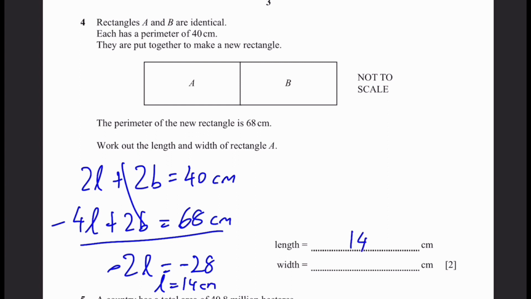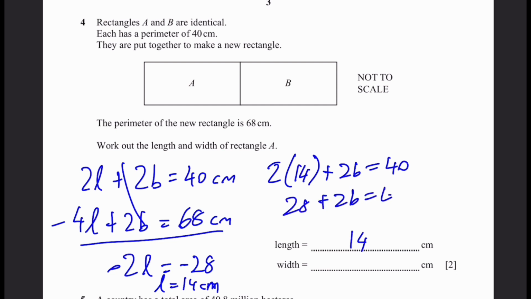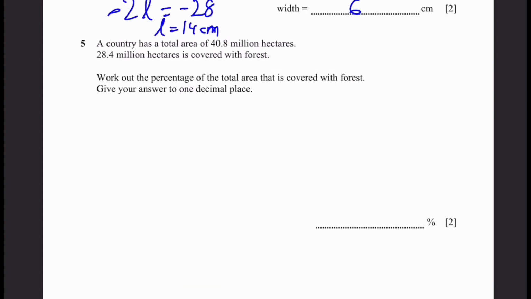We found that. Now we can find the width. We can simply substitute: 2 into 14 plus 2b is equal to 40. 28 plus 2b equals 40. 2b is equal to 12 and b is equal to 6 centimeters. That's the answer.